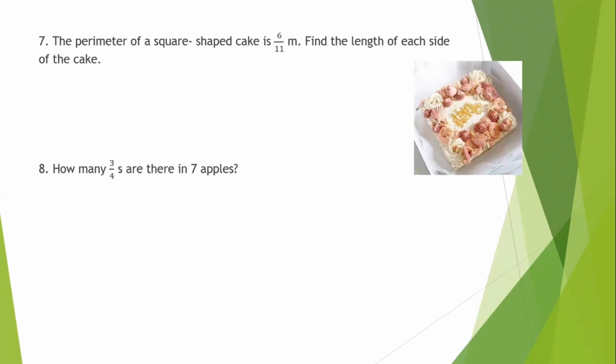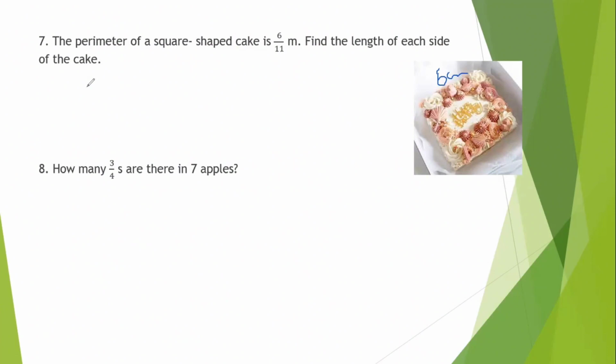The cake is a square. What do I do to get the perimeter? For example, if the length of the side is 6 centimeters, to get the perimeter I do 6 plus 6 plus 6 plus 6, or 6 times 4 equals 24. Here they give me the perimeter, which is this side plus this plus this plus this. So the perimeter equals 6 out of 11.